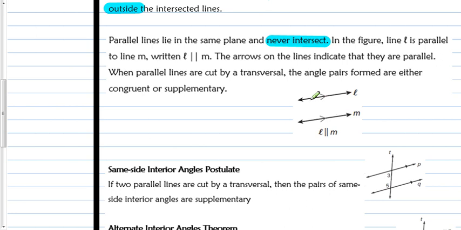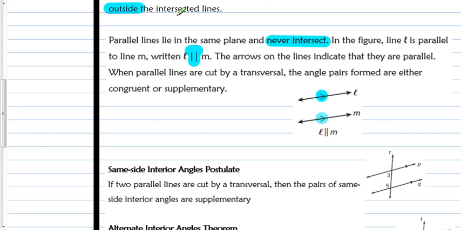So they never, never intersect. In this particular figure, line L is parallel to line M, and so we write it L parallel to M, and this is the symbol that means parallel. Okay? The arrows on the lines indicate that they are indeed parallel, so these arrows as well indicate that they are indeed parallel. When parallel lines are cut by a transversal, the angle pairs formed are either congruent or supplementary.